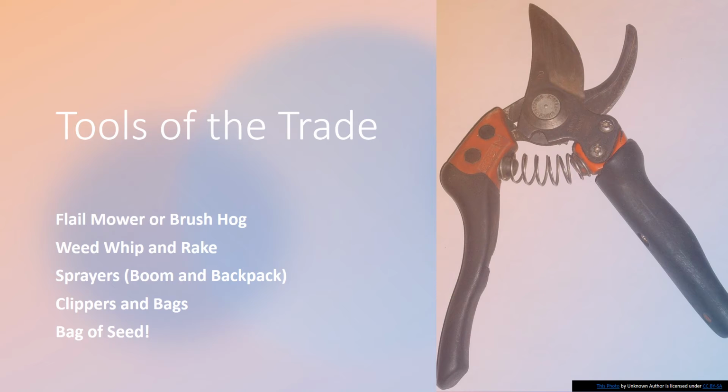Sprayers, this would be if you choose to do organic or synthetic herbicide treatments. You could use a boom sprayer for larger areas to make sure that you're applying the minimal amount necessary, or backpack units so that you can walk through a site and selectively treat small areas. Clippers and bags, we spend a lot of time with these. So get your little holster to put your clipper in, bag attached to you, and just clip the tops off and bag them and haul them off the site.